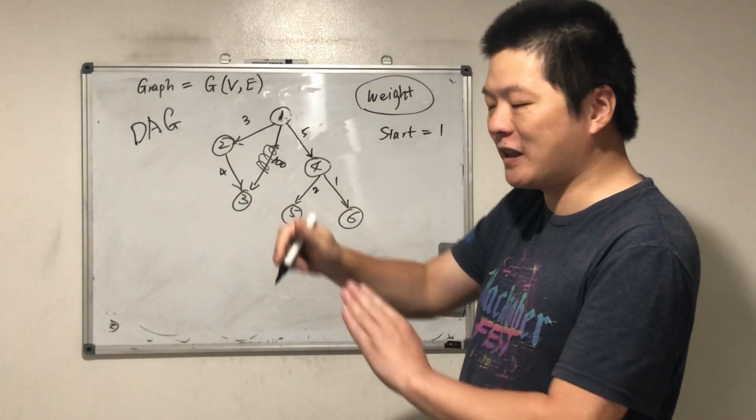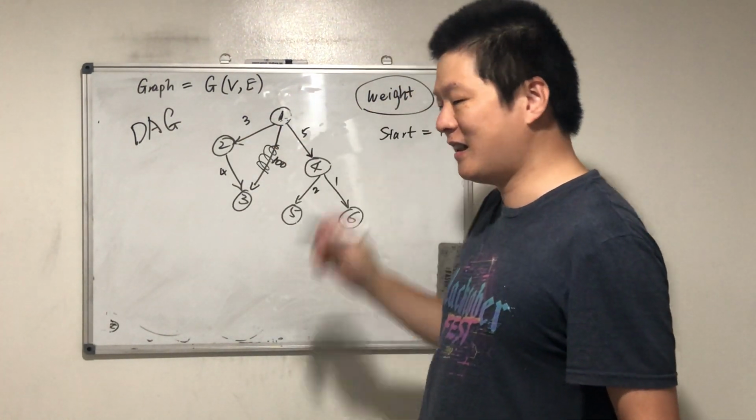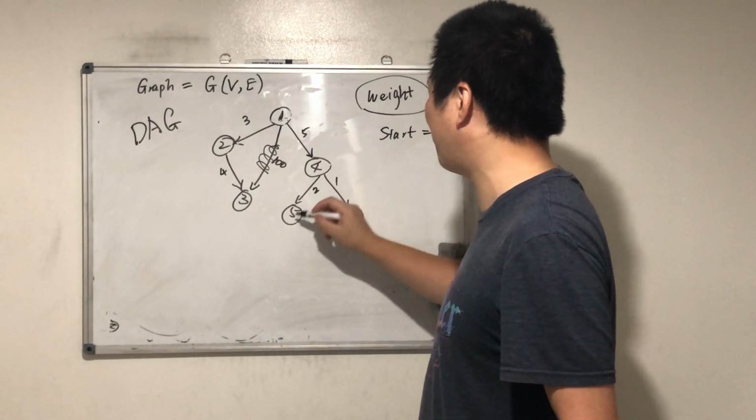We want to find out the maximum unit. The first question is that we want to find out the shortest distance between 1 and each node, or any nodes. For example, 4 to 5 is 2.